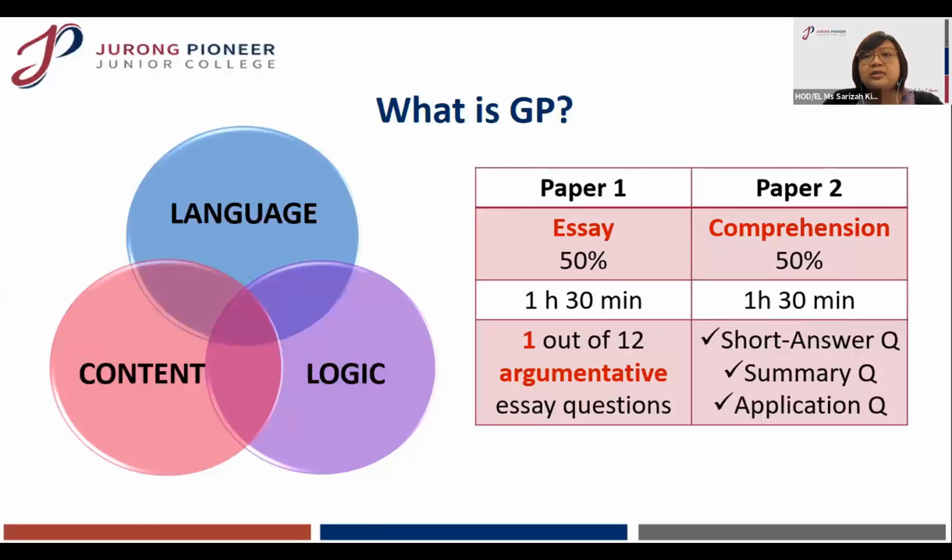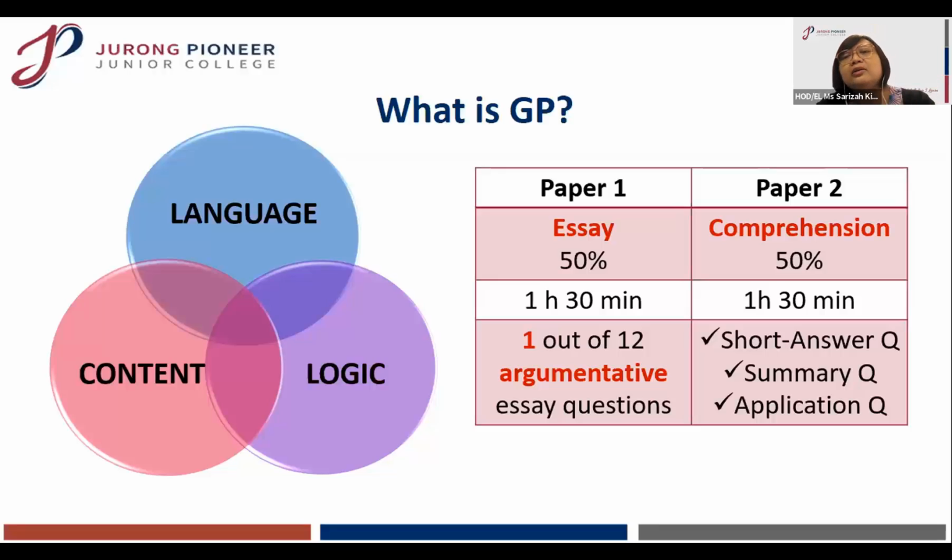So as you can see on the screen right now, there are two papers, all right? So for these two papers, first is paper 1, essay, 50%. You are writing one argumentative essay, which will be on current affairs. So you need content, you need the language of argumentation, and you need the language to express your thoughts, yeah?